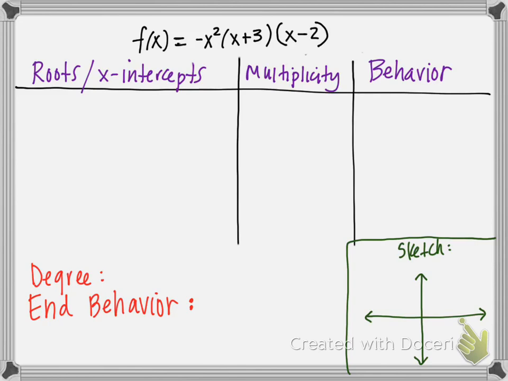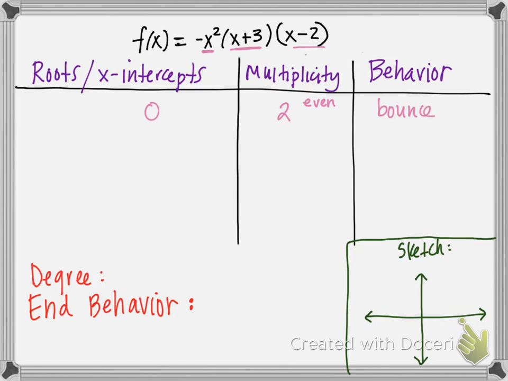So to find the x-intercepts, since it's already factored, here's your 3 factors. All you're doing is setting each of these equal to 0, or flipping the sign of what's inside the parentheses. So when you have just a negative x squared, if you set that equal to 0, you would get 0. The multiplicity depends on the exponent. So since it's to the second power, the multiplicity is 2. When you have an even multiplicity, it's going to bounce off the x-axis.